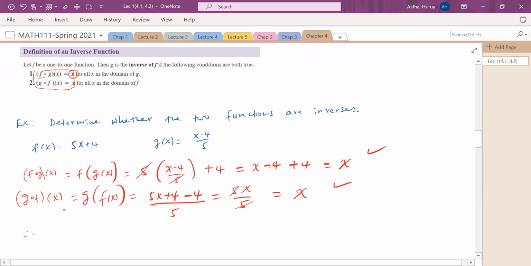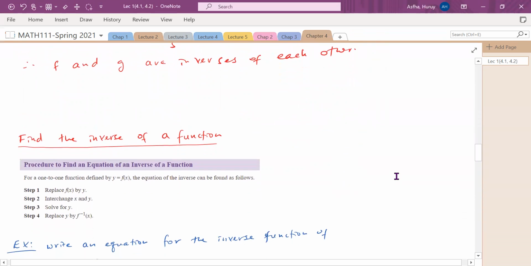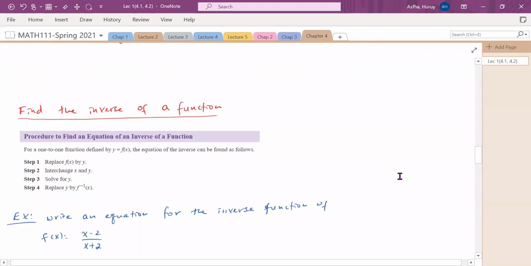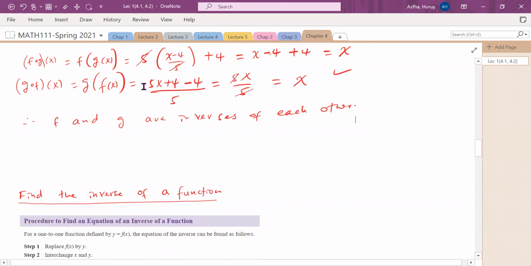Therefore, f and g are inverse of each other. Okay. Now, how do we find an inverse? So this is just to check whether two given functions are inverse of each other or not.